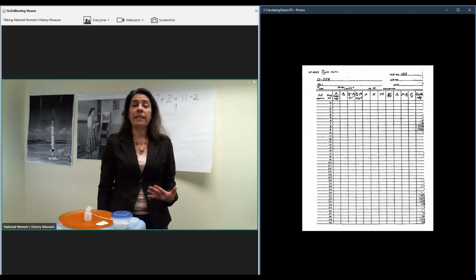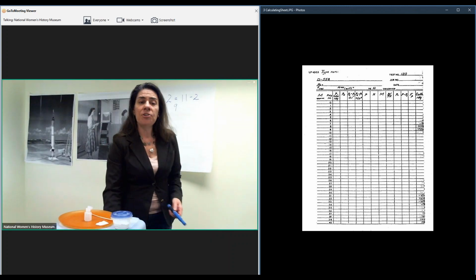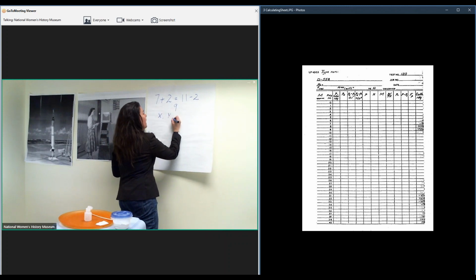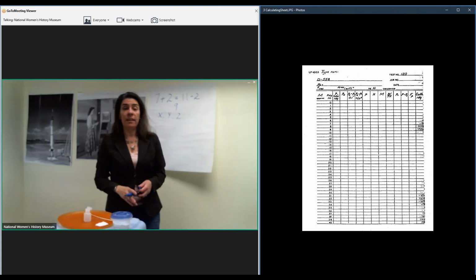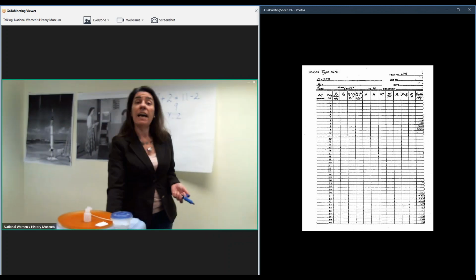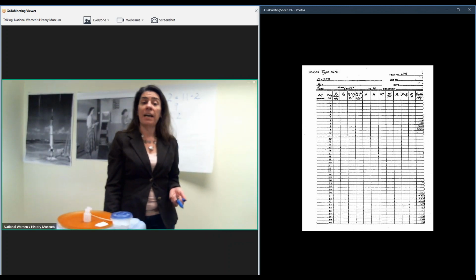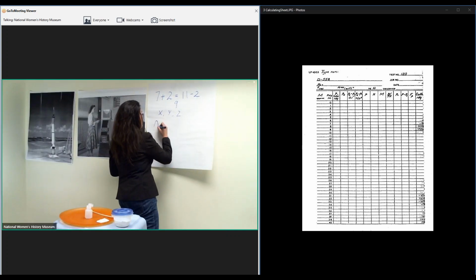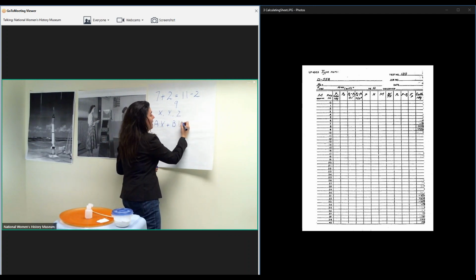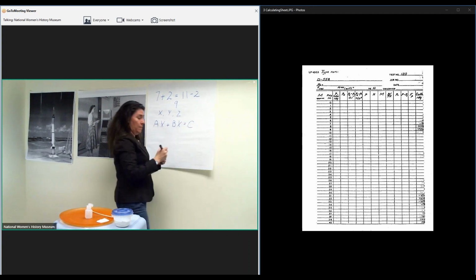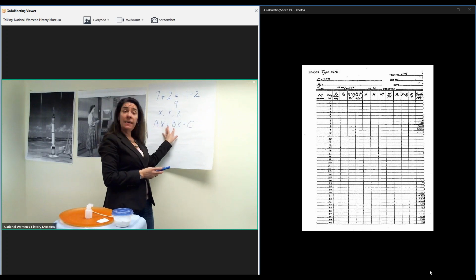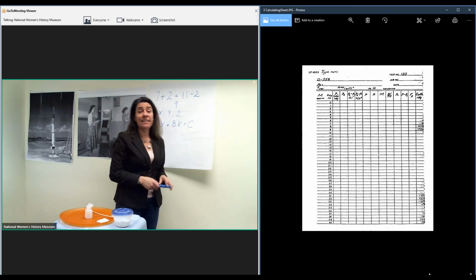A variable is the symbol for an unknown number. That's usually a letter at the end of the alphabet, like an X, a Y, or a Z. A number on its own is a constant, and a coefficient is the number that's used to multiply the variable. So in the equation AX plus BX equals C, we have X is the variable, A and B are coefficients, and C is the constant.